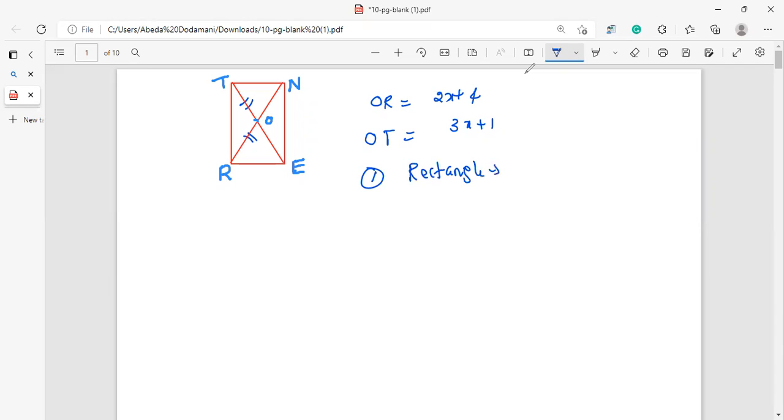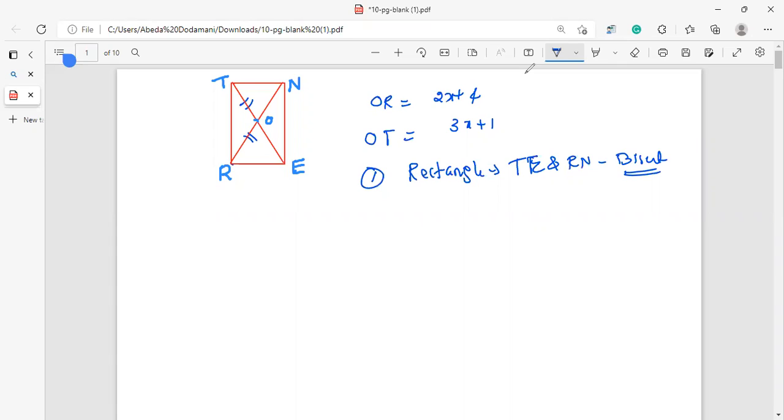we know that the diagonals, that is TE and RN, bisect each other. So when they bisect each other, this OR should be equal to ON, and also EO is equal to OT. They have given me this OR, and they ask us to find out the x value. So when I say OR equal to ON, let us find it out.